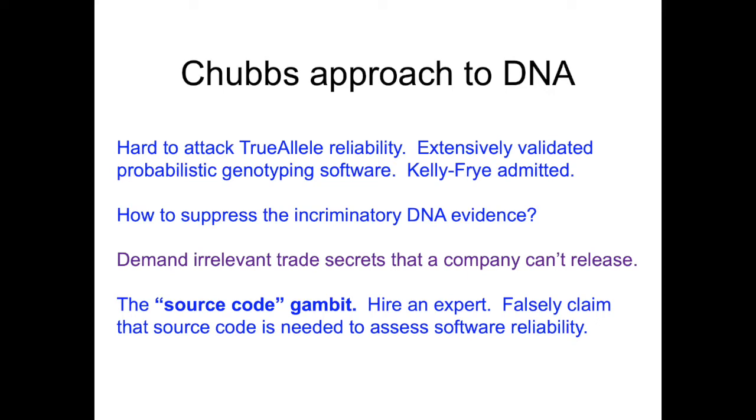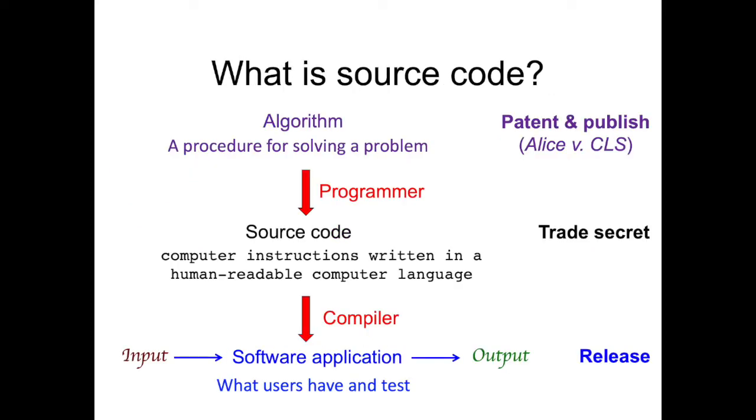Hire an expert, falsely claim that source code is needed to assess software reliability. What's source code? Well, we begin with an algorithm, looking on the left here. It's a procedure for solving a problem. And a programmer writes computer instructions called source code in a human-readable computer language that, on the last step, a computer compiler can translate into a software application. That's what users have. That's what's tested. Input goes in, output comes out, and that's what's in the real world.